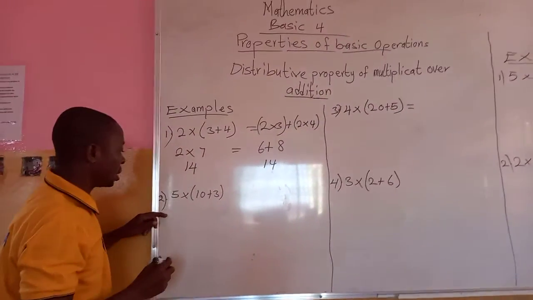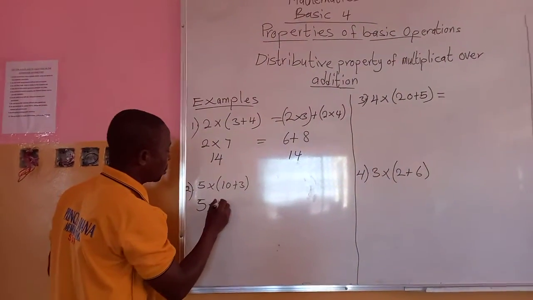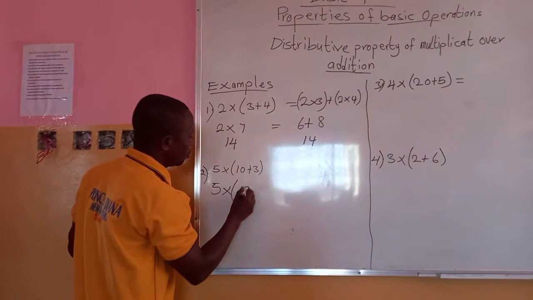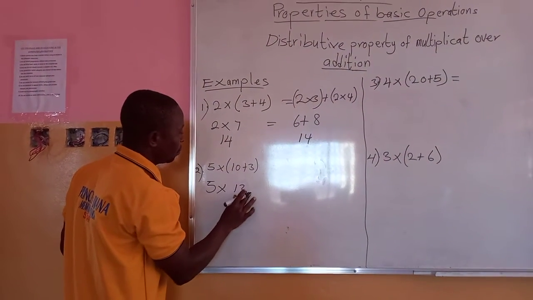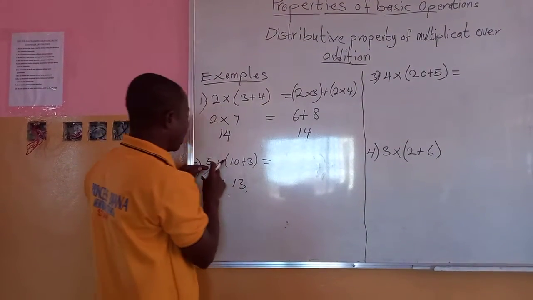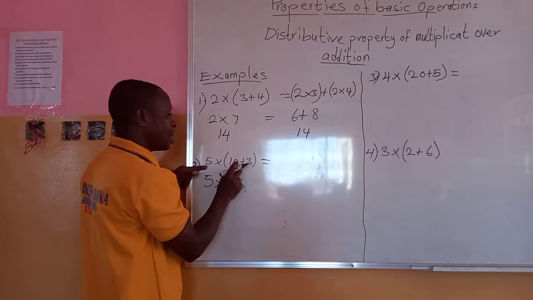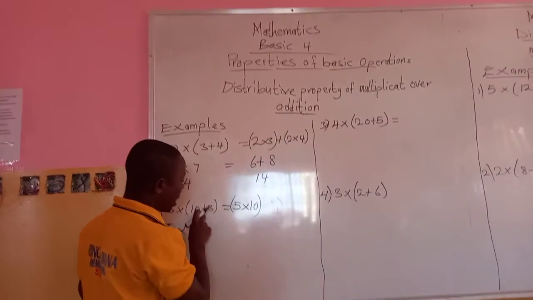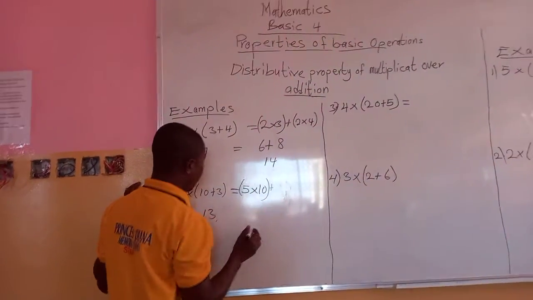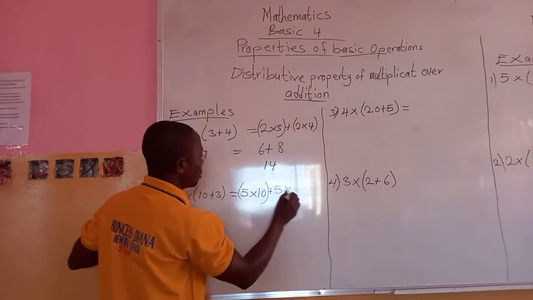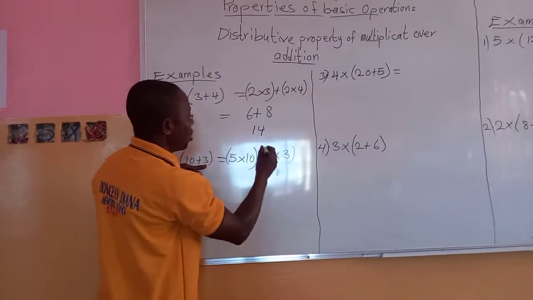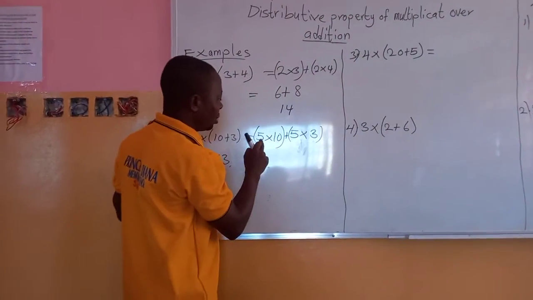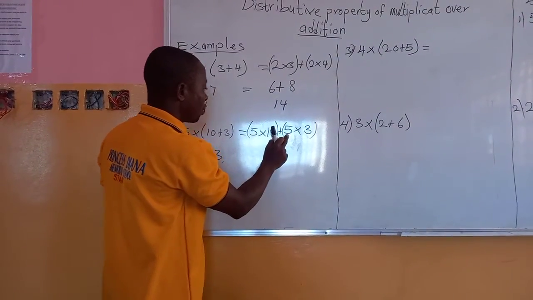Now let's look at our next example. We have 5 times, into bracket, 10 plus 3, will give us what? 13. Let's expand it. We said we are sharing this 5 to everything in the bracket. So we have 5 times 10 in the bracket, then our plus, then 5 times 3. Everybody must have it, so the 10 and the 3 must both have the 5. The 10 here is having its 5. The 3 here is also having its 5.